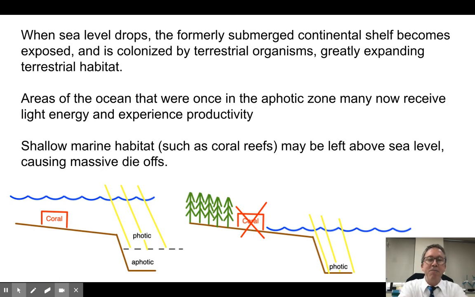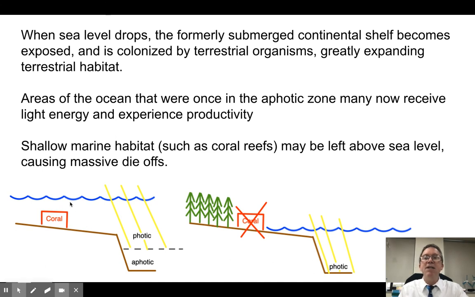So let's just look at, I put together a couple of my famous artwork here. Let's see how this works. Okay, so let's look at what happens when sea level drops. What are the biotic changes we would expect from a dropping sea level? Here's sea level, and we have coral reefs growing in the shallower waters of the continental shelf. The photic zone extends down to here, below which we have the aphotic zone.